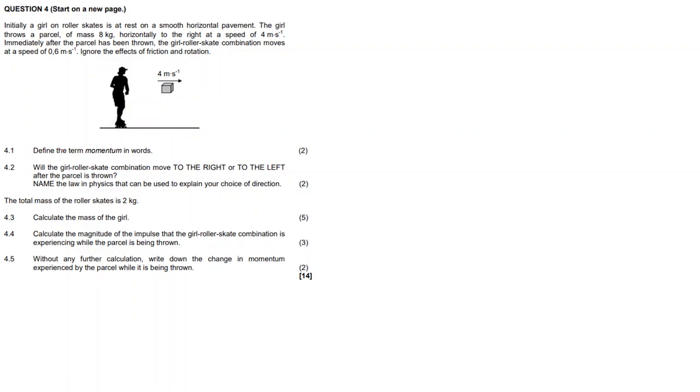Question 4.1. Define the term momentum in words. These are just the simple definitions, therefore you learn it word for word, and that's pretty much it. So, in this case, momentum is the product of the mass of an object and its velocity.